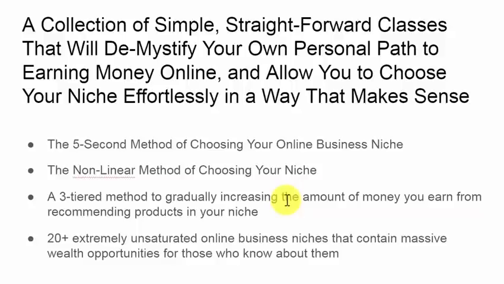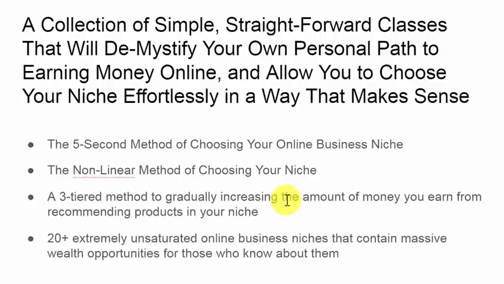I show you a 5-second method to choosing your online business niche. I'm showing you a nonlinear method to choosing your niche as well. And I'm giving you a 3-tiered method to gradually increase the money you earn from recommending products. I'm giving you 3 tiers of types of products to recommend, so you determine the level of aggressiveness that you want to go for in your online business.